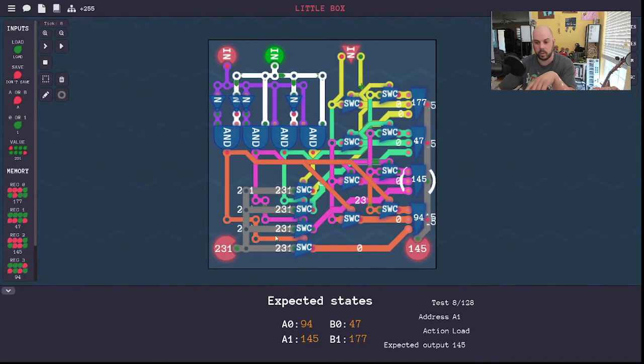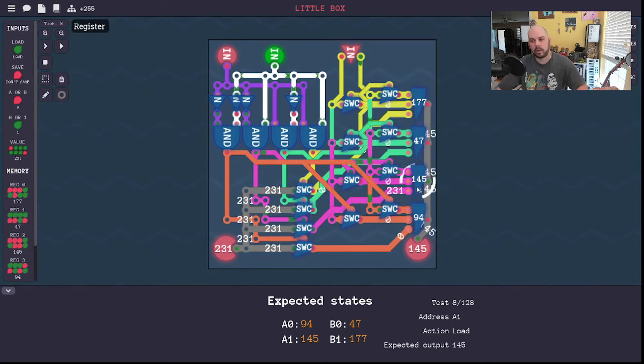It wants us to load, does it want us to load 231? No. So it's got 231 bits of information coming here, but it wants us to load the 145, right? So we've got basically register number 3 or A1. A1 is turned on right here. So that's where we're addressing to.